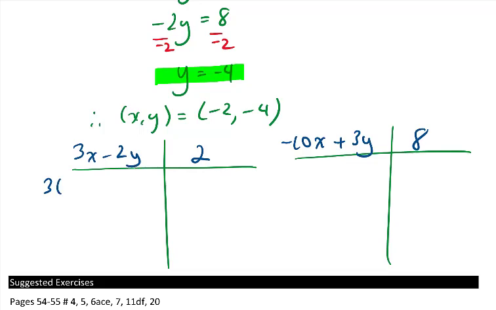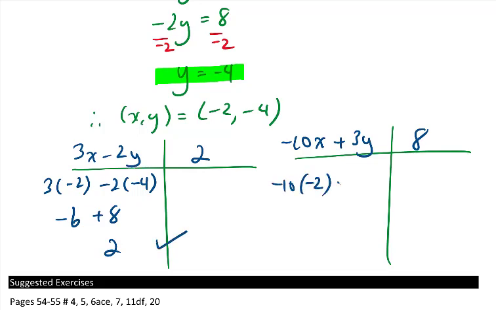So we get 3 times negative 2 minus 2 times negative 4. 3 times negative 2 is negative 6 plus 8. And negative 6 plus 8 is 2. Good. Negative 10 times negative 2 plus 3 times negative 4. That's 20 minus 12, which is 8. And we have shown that this point is indeed a point of intersection for this linear system, or the solution. And we are done.